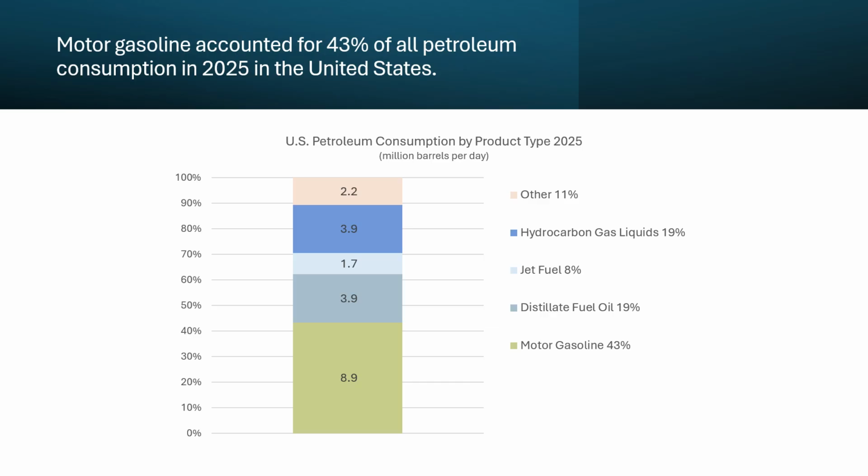The jet fuel is self-explanatory. It's used to power jet engines in the aviation industry. The other category includes products like asphalt and road oil, kerosene, lubricants, and others.